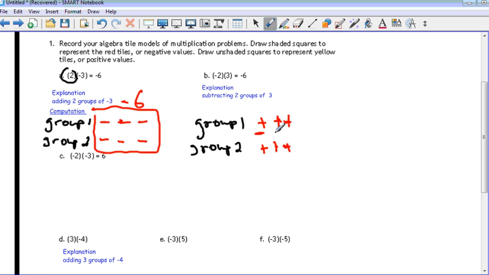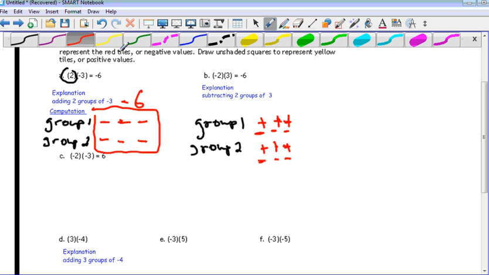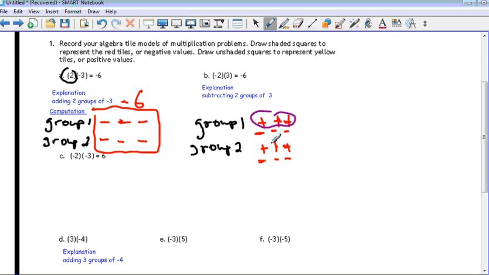I need to make a 0 pair. So here's a 0 pair, and here's a 0 pair. The reason I can do these 0 pairs is I can technically subtract these 2 groups now. Now look, I'm going to subtract 2 groups. So look, if I subtract these positives and I subtract these positives, what's left over? I have 1, 2, 3, 4, 5, 6. I've got -6. So that's my computation for part B.